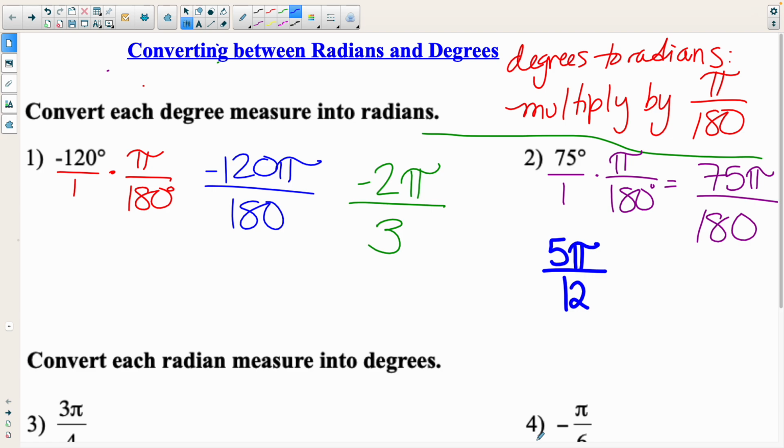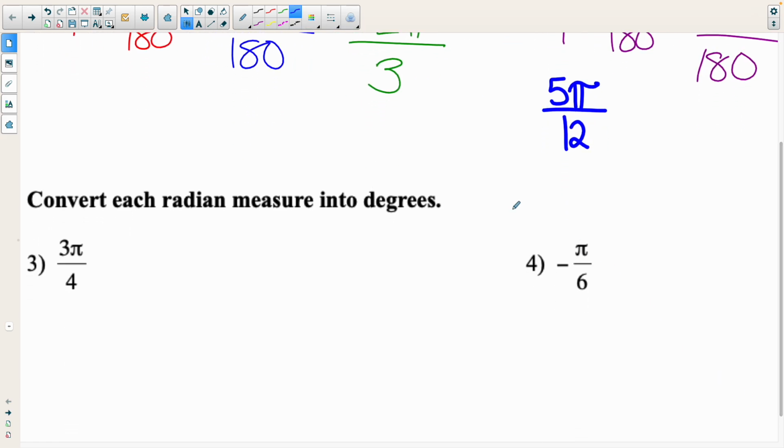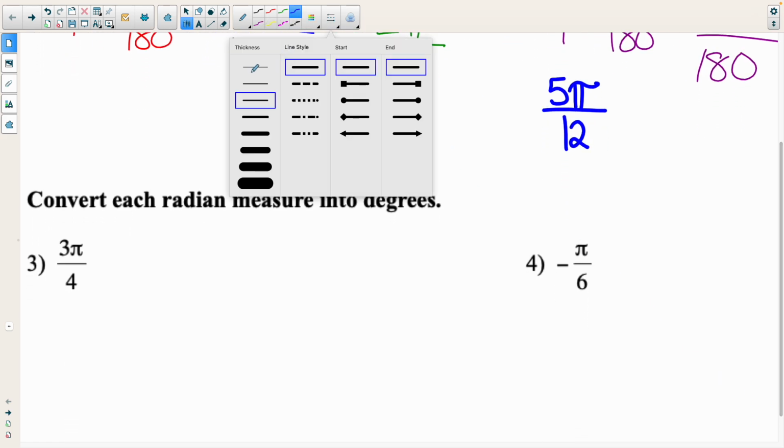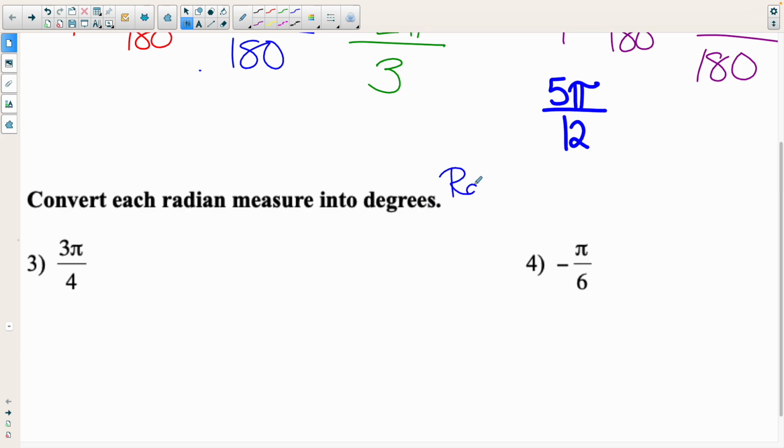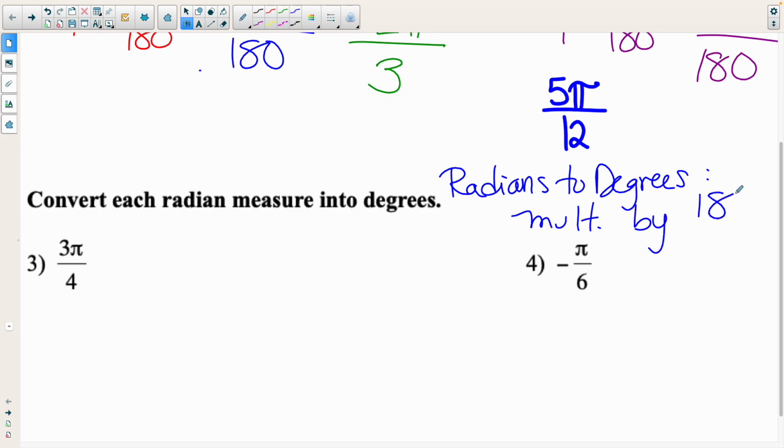Okay, so now we're going to do the opposite way, which means we're just going to flip that conversion factor upside down. So when we're going from radians to degrees, multiply by 180 over pi. By putting the pi in the bottom, it's going to divide out to 1 with the other pi. So then we'll be back in degrees because the pi will be gone.